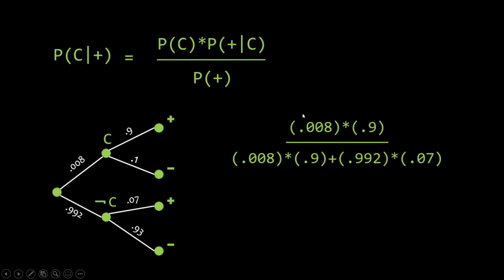And then the bottom is the probability of a positive result for everything. So you basically go down 2 journeys here, so you're going to add 2 probabilities together. You add this journey here, and then this journey here. These 2 numbers are multiplied together, and same with these. When you plug all that in, you get 9.4%.